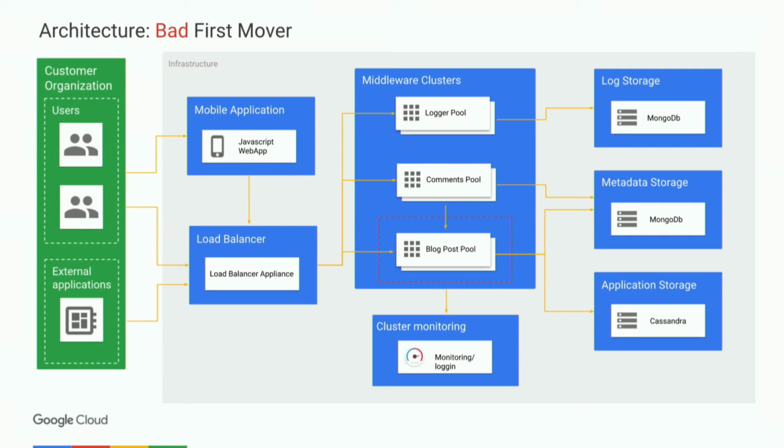And so if we look again at the same application stack, this blog post pool that kind of sits in the middle of everything would be really difficult to move first. It's got so many connections to everything else, so many dependencies on data in upstream and downstream systems. It would just be so much more challenging than picking a different application. So it would be a much more difficult application to move first.